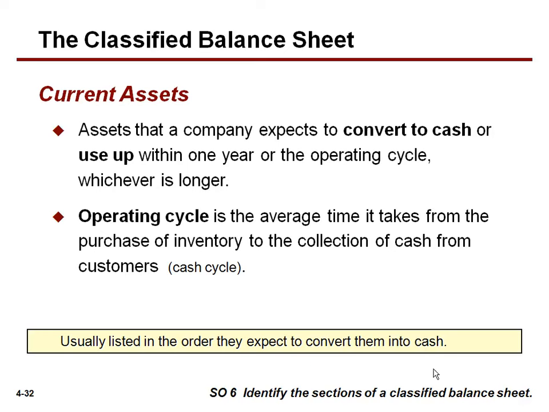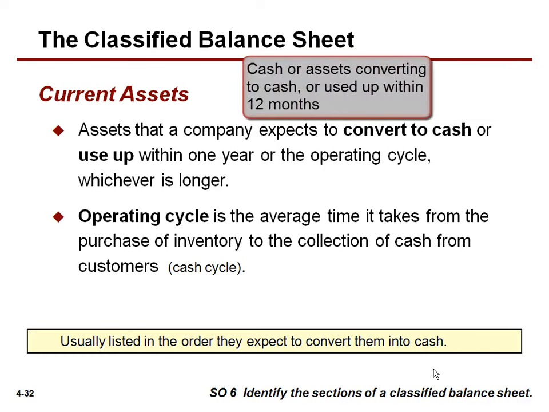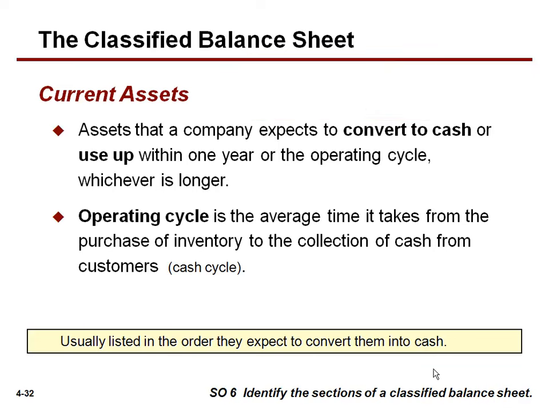Typically, there can be several operating cycles within a 12-month period for a company, and so current assets are defined in terms of assets that are expected to turn themselves into cash or be used up within a 12-month period. As noted at the bottom, assets are usually listed in the order they expect to convert themselves into cash.